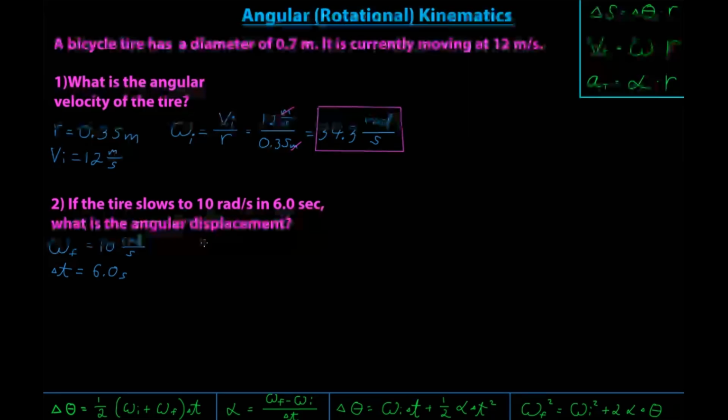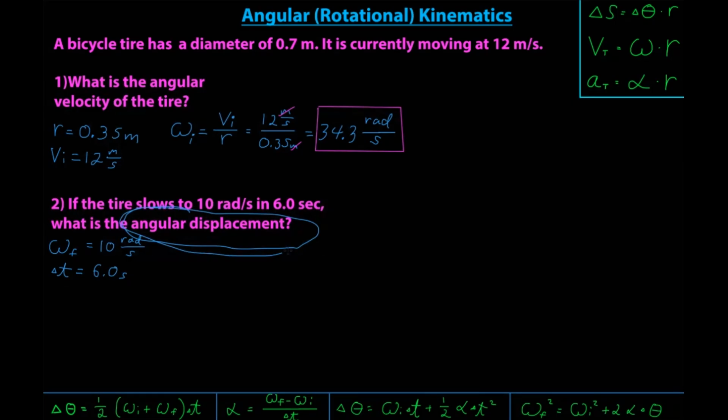Angular displacement. Now I'm going to mention this. Of all the new terms, this is the one students tend to forget. If displacement is delta x, angular displacement is delta theta. In other words, how many radians did the object move through as it spun?